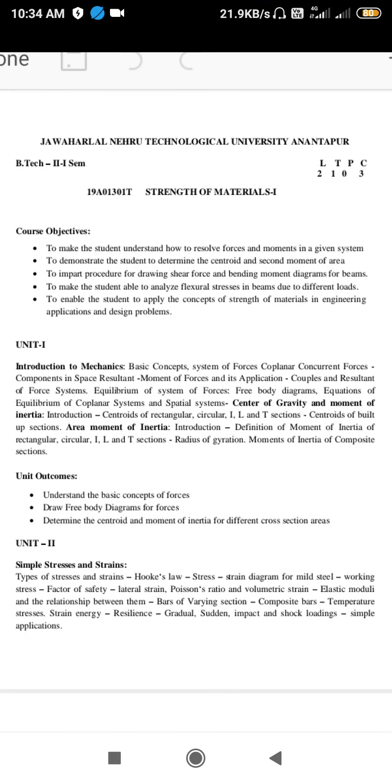So we have totally 5 units, same as R19, your regulation is. According to the 5 units, each unit can carry 2 questions. You can answer 1 question. Okay. So you can see the first unit. Our unit name is Introduction to Mechanics.